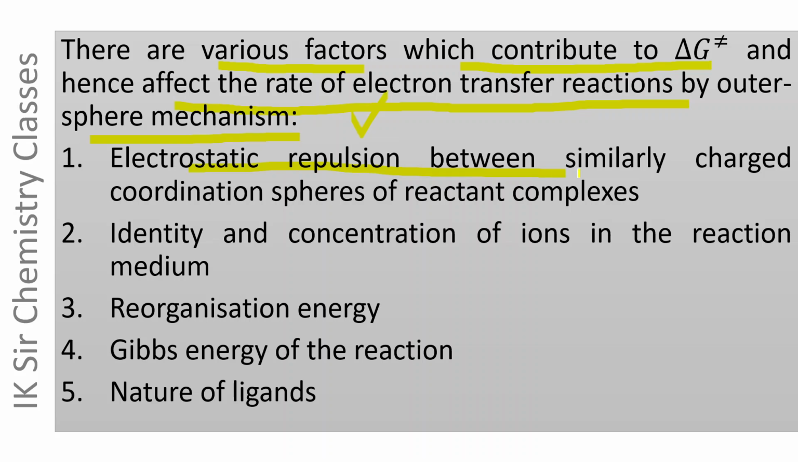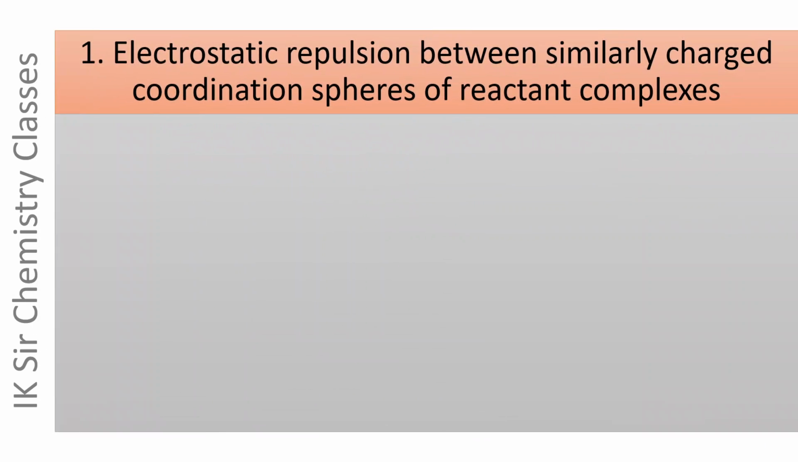Electrostatic repulsion between similarly charged coordination spheres of reactant complexes, identity and concentration of ions in the reaction medium, reorganization energy, Gibbs energy of the reaction, and nature of ligands. These 5 factors affect Gibbs energy of activation of electron transfer reaction by outer sphere mechanism, and hence these 5 factors affect the rate of reactions. Let us consider these 5 factors one by one.